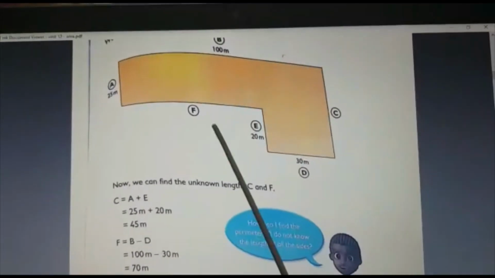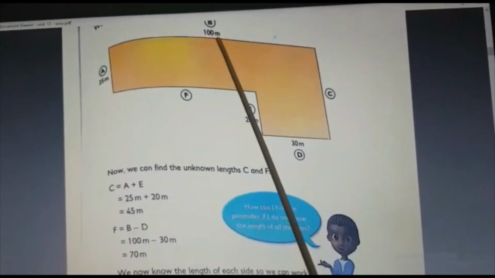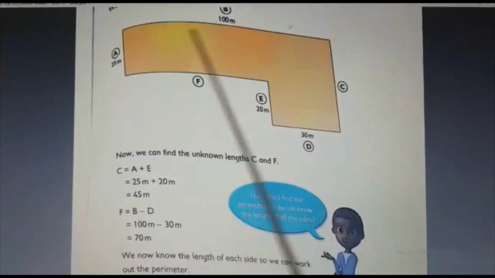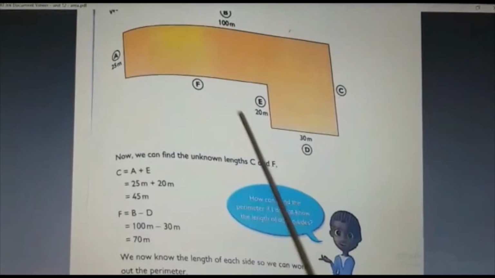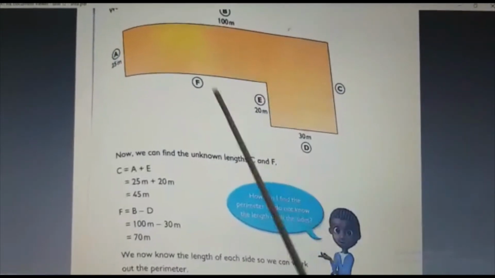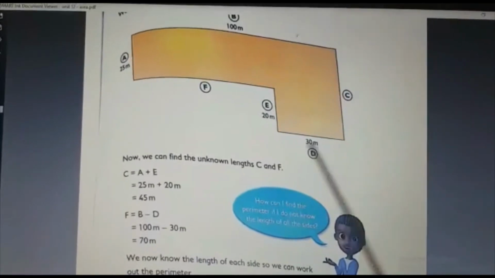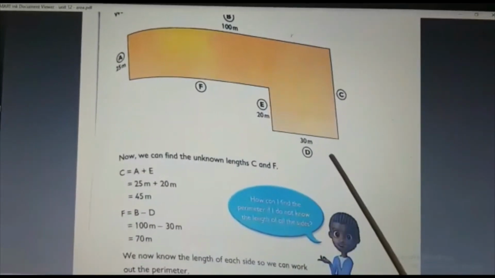Again, what about F? F means this. And what we know? What about B? B means from this side, the whole top, is it? From here till here, it is 100 meters. And we need to find F. So what do you think? From here till here also same 100 meter. And among that, how much is given? D. What about D? D is 30 meter.